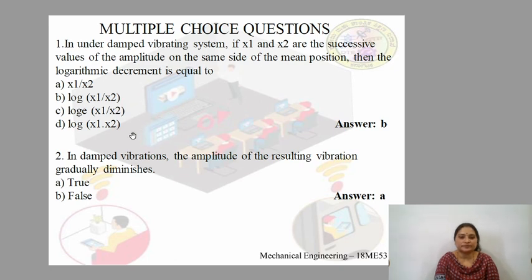The second question, in damped vibrations, the amplitude of the resulting vibration gradually diminishes. We know that a damper is the one which restricts or opposes the motion of the body. And due to this opposition, the amplitude of the resulting vibration will go on reducing with time. So therefore, the right option will be answer A, that is, the amplitude of the resulting vibration gradually diminishes. So the answer is option A, that is true.